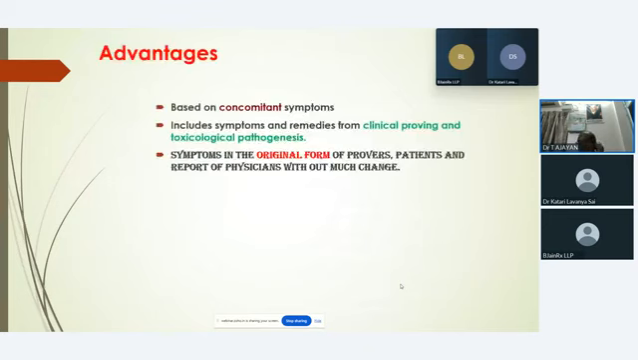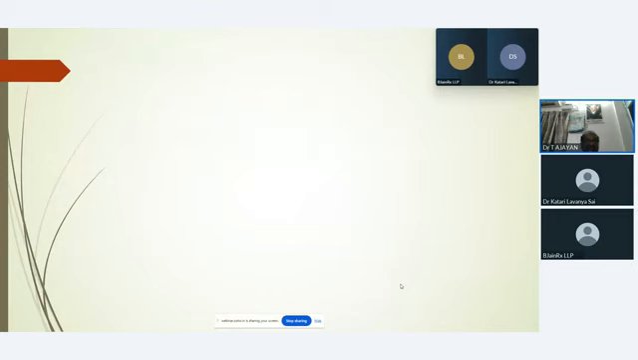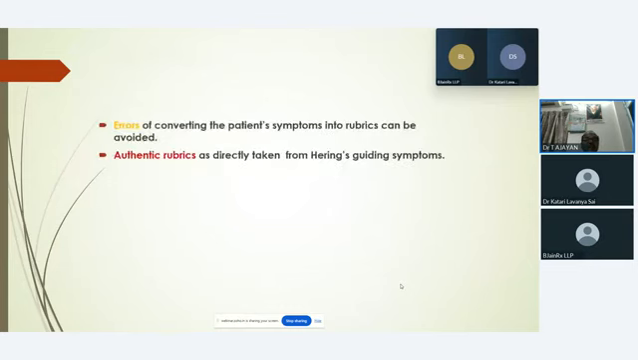It is based on concomitant symptoms; everybody knows the role of the concomitant in our day-to-day practice. It is the right characteristic, with no direct relationship with the common pathology. Then it includes symptoms and remedies from clinical probing and toxicological pathogenesis. Then again, symptoms are in the original form; that is, the prover's own language is used in this repertory. These are the advantages. Then, errors in converting the patient's symptom into a rubric can be avoided.